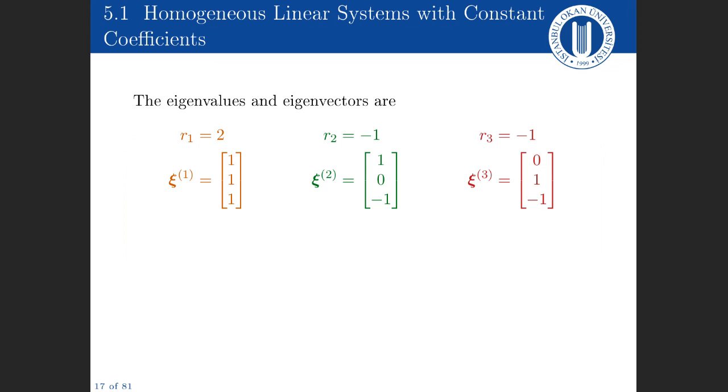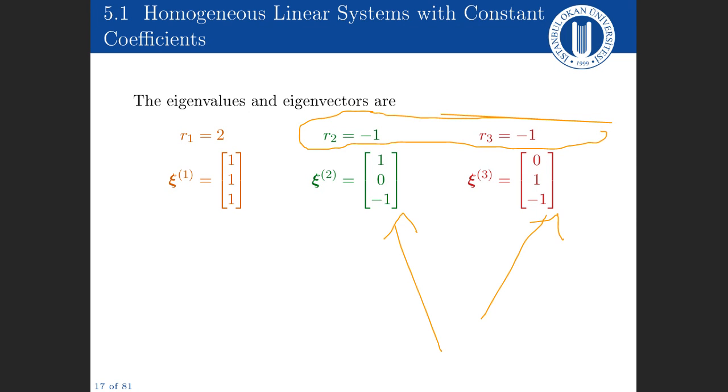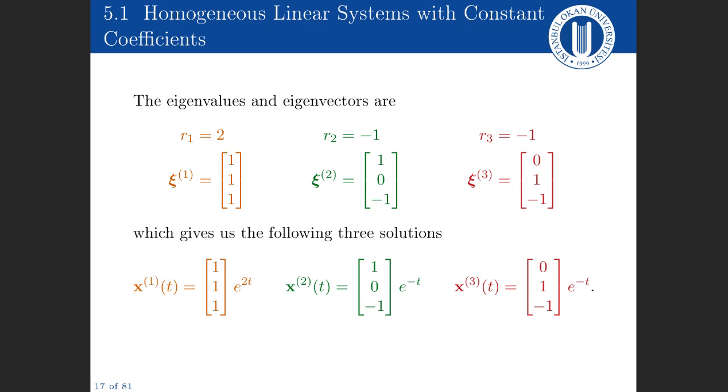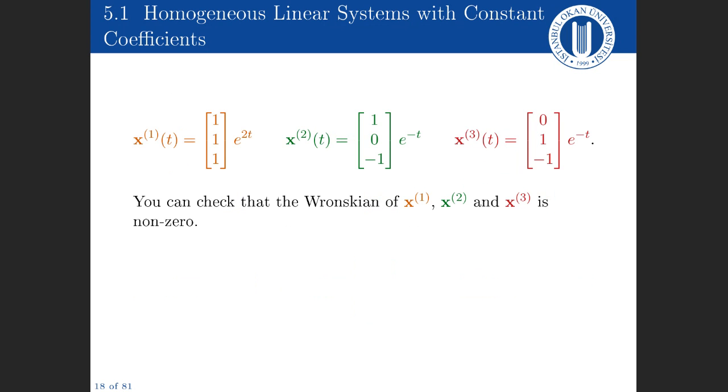You will note that now I have a repeated eigenvalue. I have minus 1 and minus 1. But I have 2 linearly independent eigenvectors. In this case, we can carry on using the same method. We can write down 3 solutions just using the method I've shown before, and these 3 solutions will be linearly independent. In other words, these 3 solutions form a fundamental set of solutions.